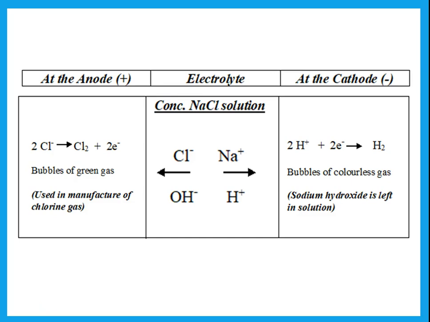Now, if the H+ reacted at the negative, the Cl- reacted at the positive, what is left in the solution? I'm left with the Na+ and the OH-. Na+ and OH- is actually sodium hydroxide. So remember that when I do electrolysis of concentrated sodium chloride, I have three products. What are my three products? Chlorine at the anode, hydrogen at the cathode, and sodium hydroxide in solution. Do we understand that? Let's try another one.